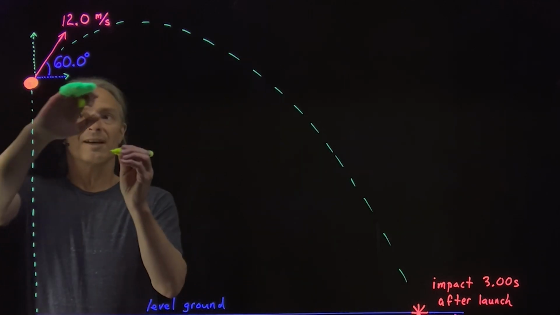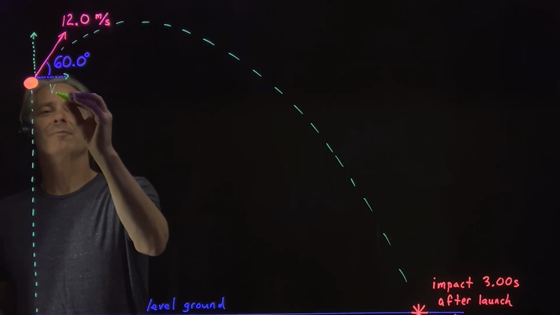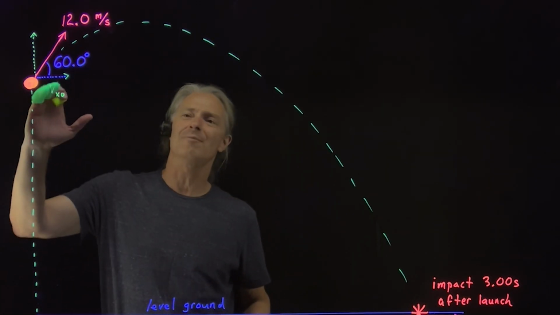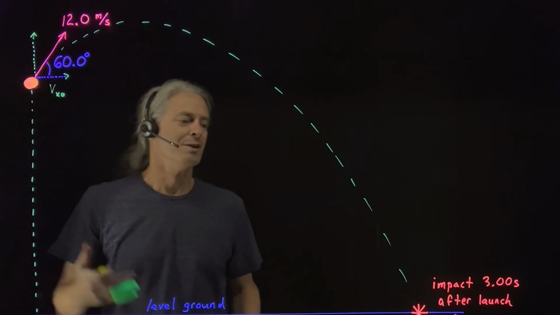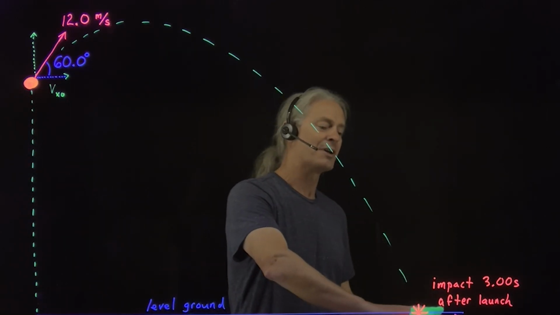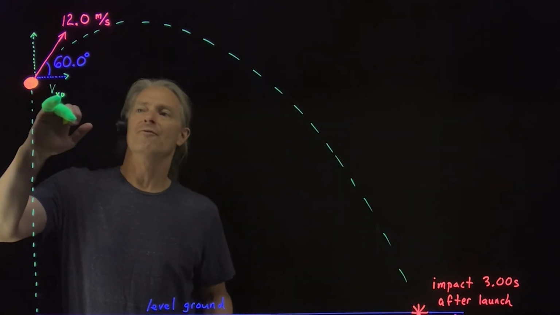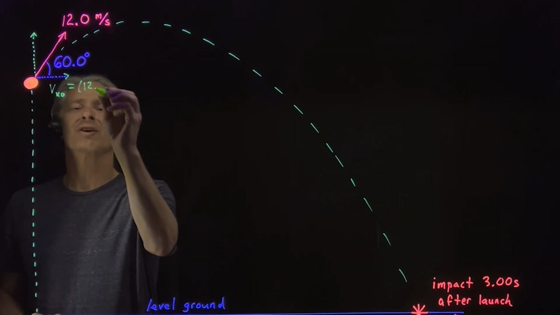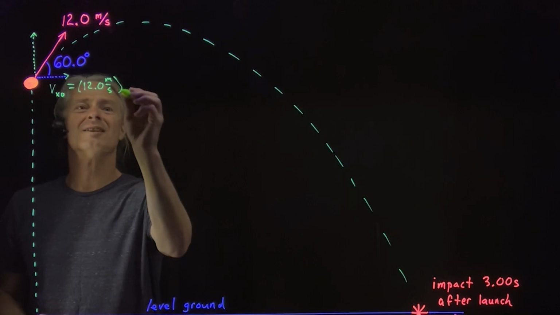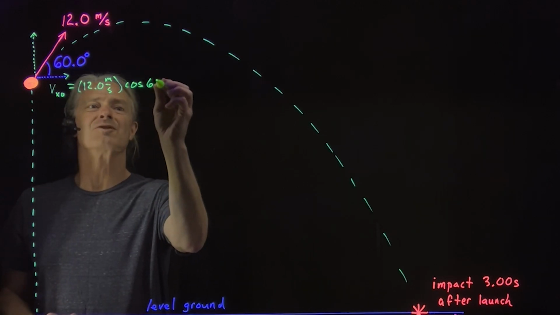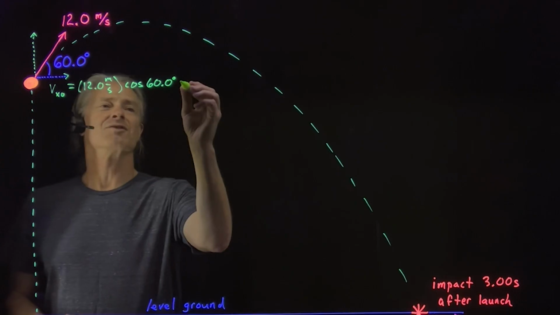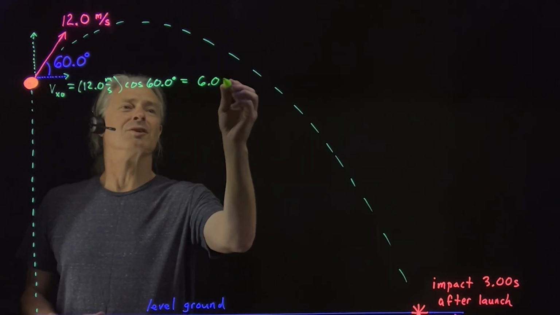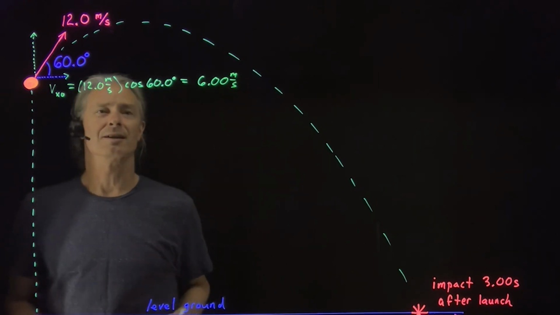So for the x component, we're going to have v sub x 0. And I'm going to use the 0 subscript because I'm going to set my time equal to 0 at launch. Then, at impact, my time will be 3 seconds. So v sub x at time 0, or v sub x 0, that will be 12.0 meters per second times the cosine of 60 degrees. Cosine of 60 degrees is a half, so this works out to 6.00 meters per second. Great.